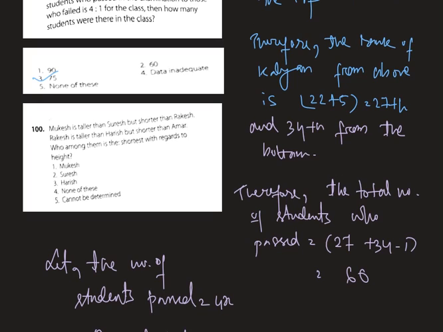Now let's check the next question. Mukesh is taller than Suresh but shorter than Rakesh, and Rakesh is taller than Harish but shorter than Amar. Now, who among them is the shortest with regard to height?